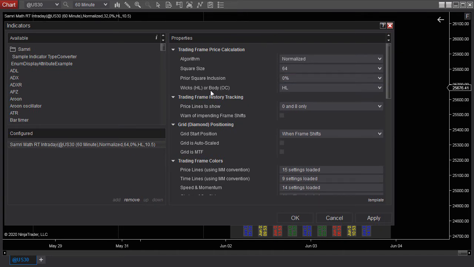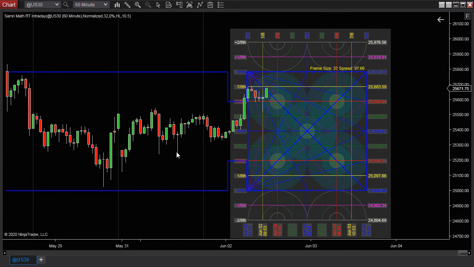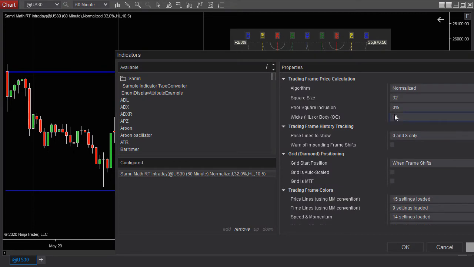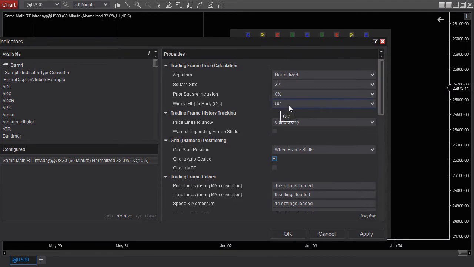Wicks, highs and lows, or body, opens and closes. You can choose. Now remember, we said we're going to look back 16 bars, let's say. We're going to look back at 16 bars. Are we going to include the candle wicks, these parts that are outside the open and close? If you want them included, then you better keep the setting as HL. If you want only the opens and closes included, then you choose OC, opens and closes.